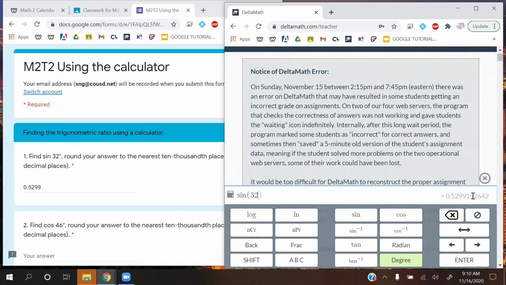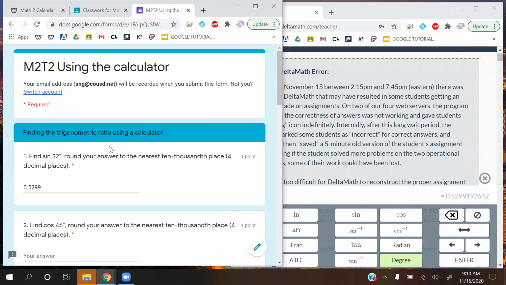And then it will give you your answer right over here, and then we're rounding it to the nearest 10,000th place, which is 4 decimal places, so 0.5299. After the 9 was a 1, so we're just rounding down, so it's 0.5299.